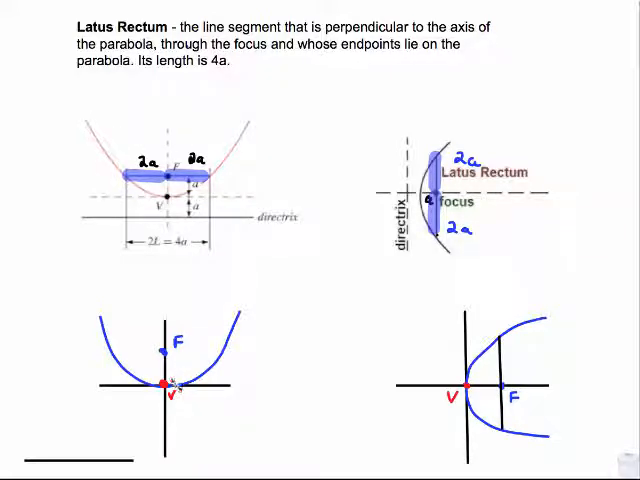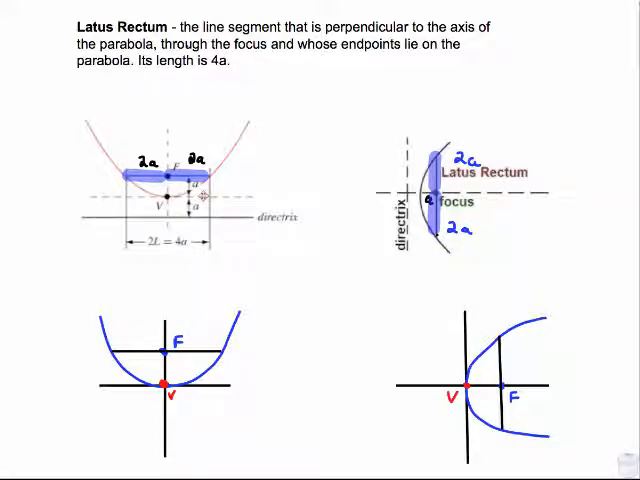It is a line segment that is perpendicular to the axis of symmetry. The axis of symmetry for this parabola right here is the y-axis. If I have this segment here, it is perpendicular. See, that's perpendicular to the axis. But not only perpendicular to the axis, it has to go through the focus. So that black line I just put right in there is the latus rectum. And the endpoints of that have to lie on the parabola.